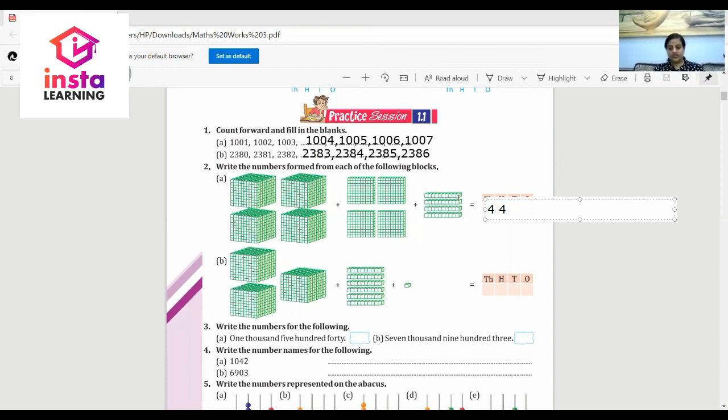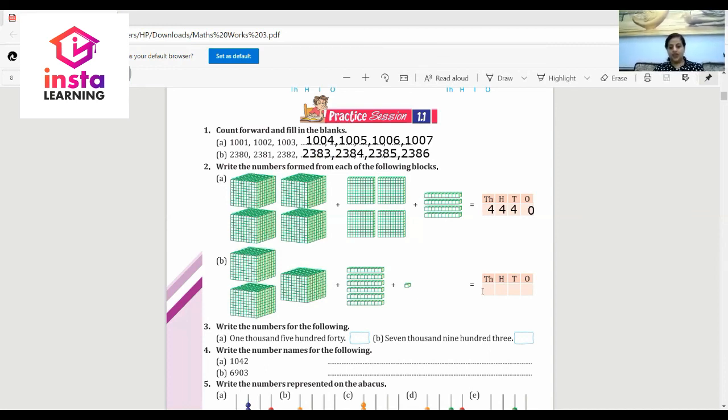What is at tens place? That is how many tens are there? 1, 2, 3, 4. Again 4. But at ones place it is nothing. So here we will put 0. So answer is 4440.